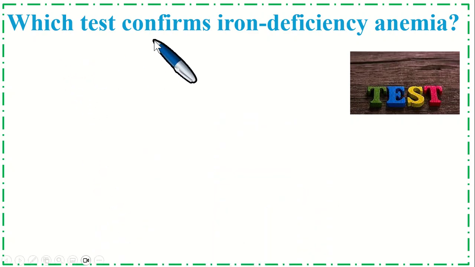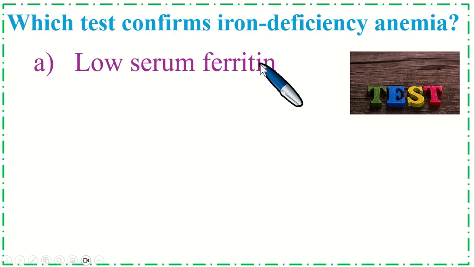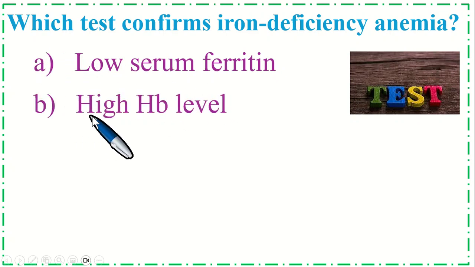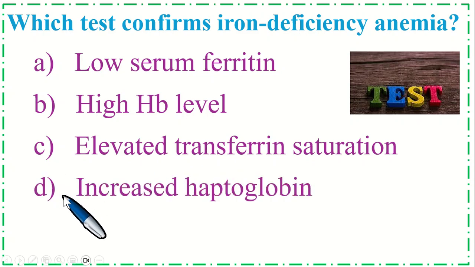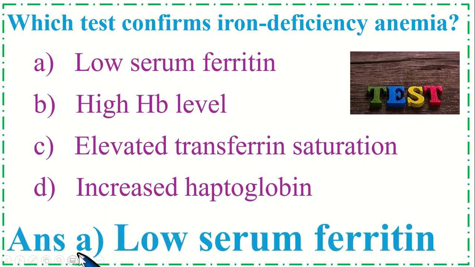Which test confirms iron deficiency anemia? Option A, low serum ferritin. B, high hemoglobin level. C, elevated transferrin saturation. And option D, increased haptoglobin. So the correct option is A, low serum ferritin.